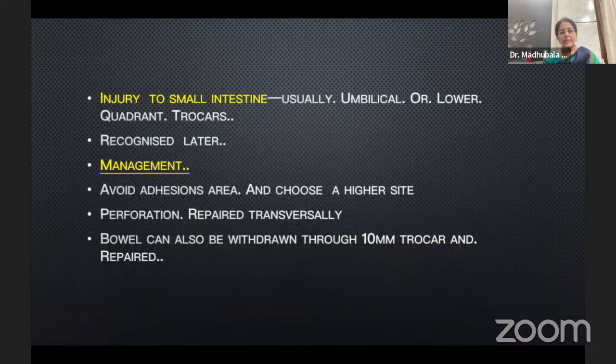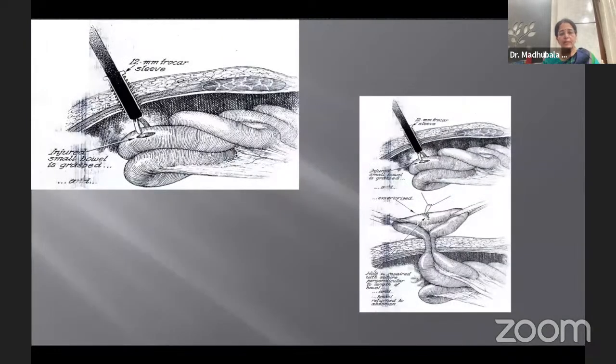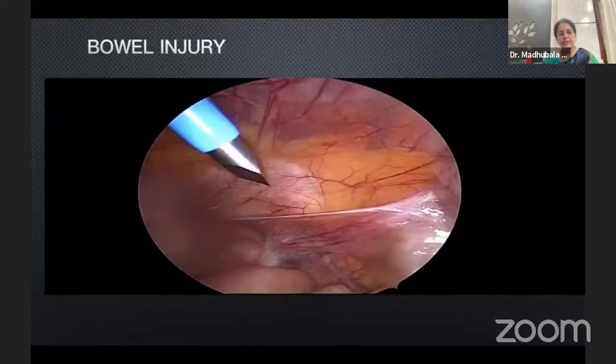Injury to the small intestine, again, can be caused by the umbilical site or lower quadrant trocars. It is always recognized at a later stage. Management: you have to avoid the adhesions area and choose a higher site for the secondary trocar. Perforation is repaired transversely laparoscopically, and the bowel can also be withdrawn through a 10 mm trocar, sutured and repaired outside, and pushed in. This is how the bowel is pulled outside the 10 mm trocar, sutured and pushed in.